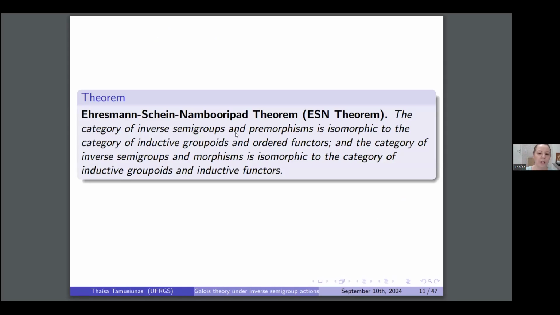Here is the Ehresmann-Schein-Nambooripad theorem. The category of inverse semigroups and premorphisms is isomorphic to the category of inductive groupoids and ordered functors. And the category of inverse semigroups and morphisms is isomorphic to the category of inductive groupoids and inductive functors. This relation lets us take an inverse semigroup and associate the ordered groupoid, the inductive groupoid, and vice versa. So we can go in any direction using the ESN theorem.